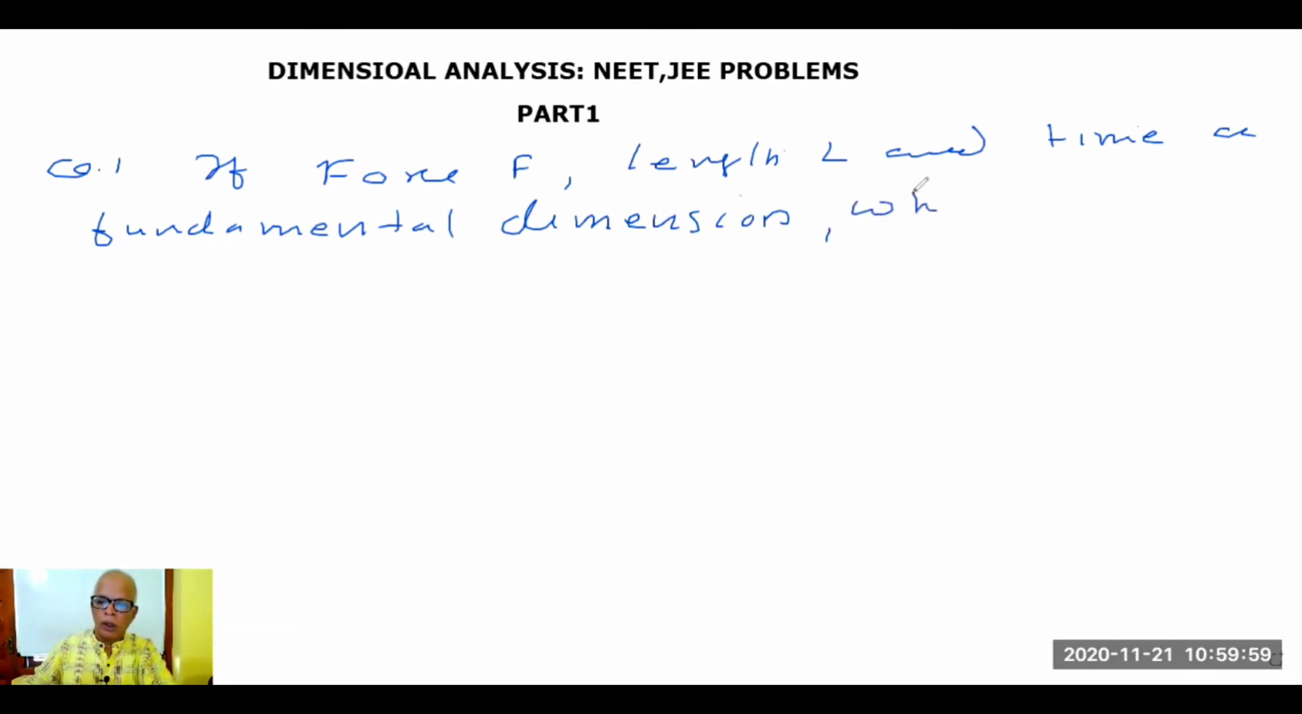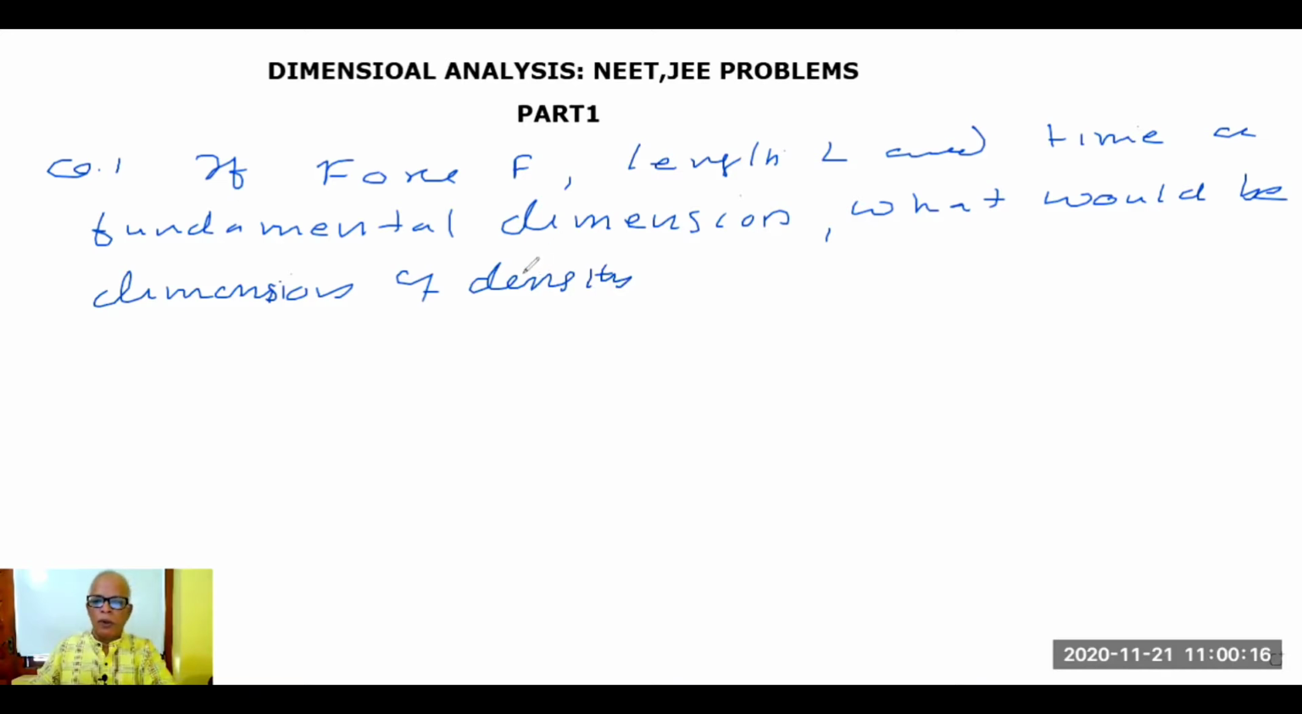What would be the dimension of density? So, very simple problem. Density rho is equal to m by L cube. That is M L raised to minus 3.